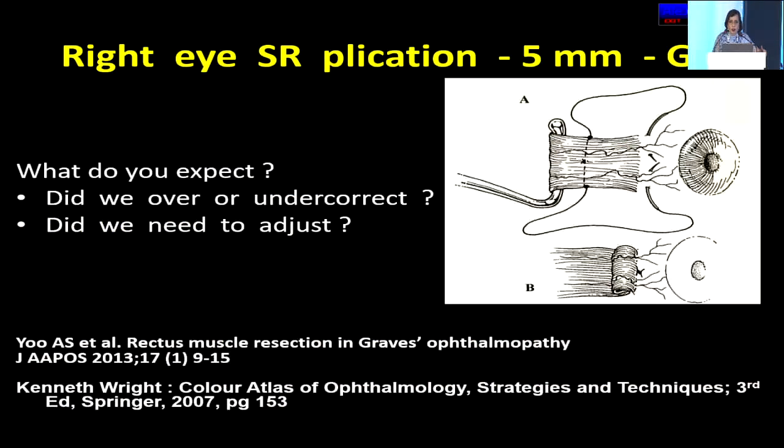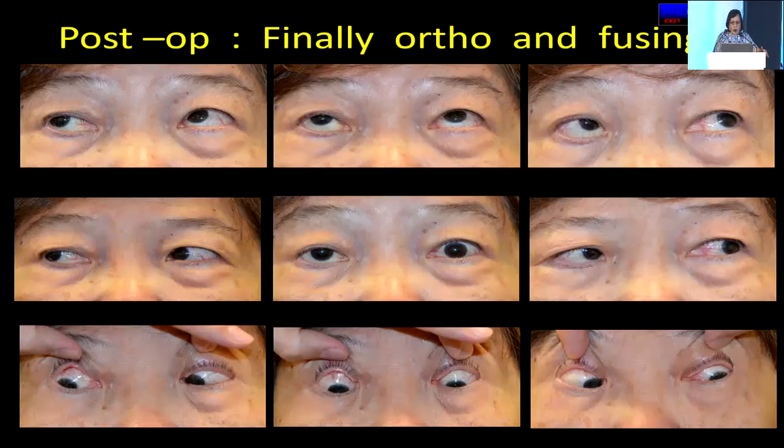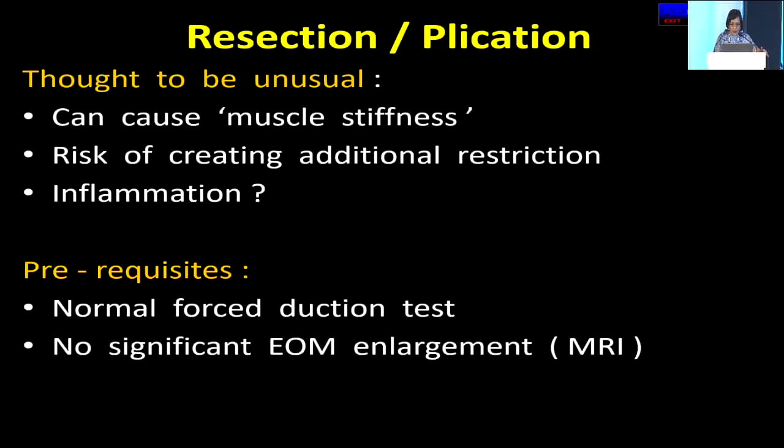So we decided to do a small plication on the right superior rectus. What do we expect? Did we overcorrect? Did we undercorrect? Did we need to adjust? I did this under general anesthesia because this patient was quite anxious, so none of her surgeries could be done under topical. So we lucked out with the small superior rectus plication, and finally we got the patient to be ortho and fusing.